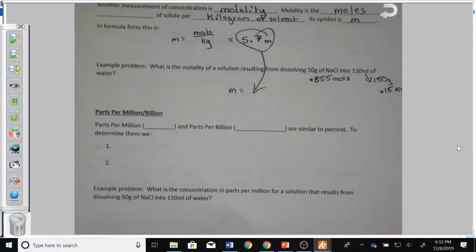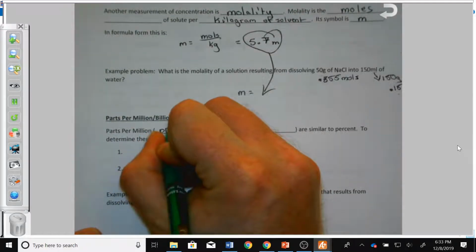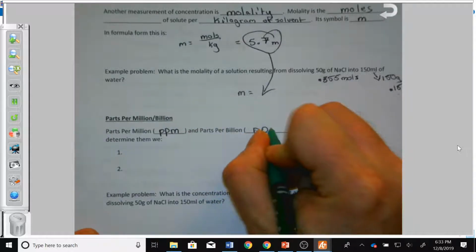This is used typically for things that have very low concentration. So quite often the applications could be in the medical industry, talking about things in your bloodstream that are in very minute concentrations. We might use something called parts per million or parts per billion. Parts per million is ppm, and parts per billion is ppb.